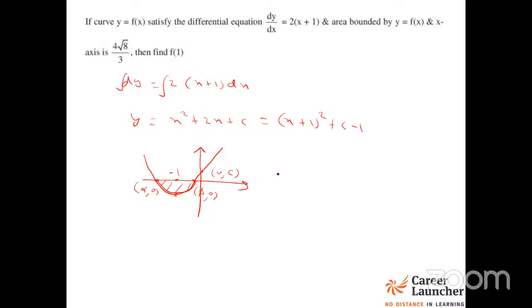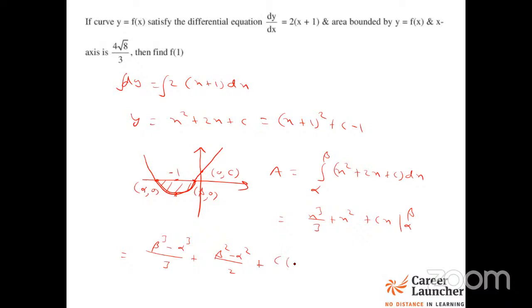So what is the area bounded by this? It will be integral alpha to beta x square plus 2x plus c dx. Right? So it will become x cube upon 3 plus x square plus cx between alpha and beta. So applying limits will become beta cube minus alpha cube upon 3 plus beta square minus alpha square upon 2 plus c times beta minus alpha. So this value is given as 4 root 8 upon 3.